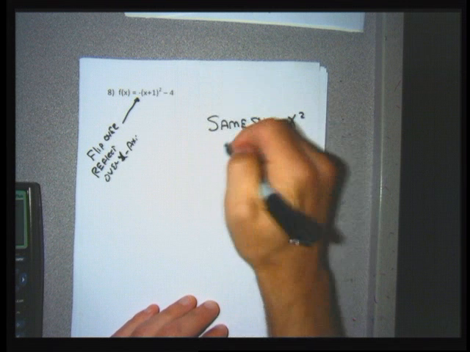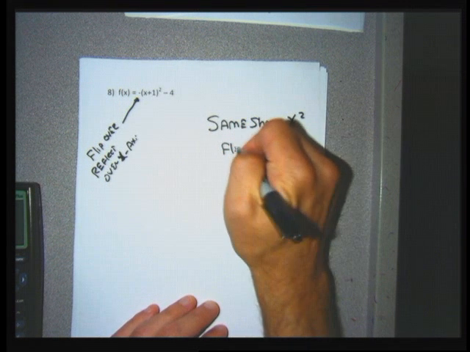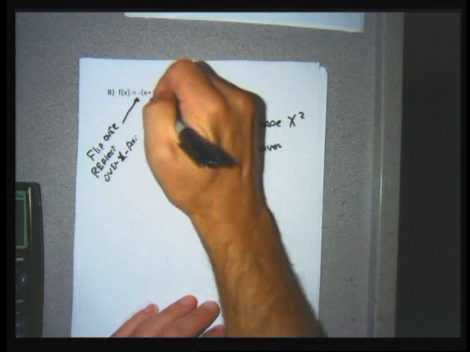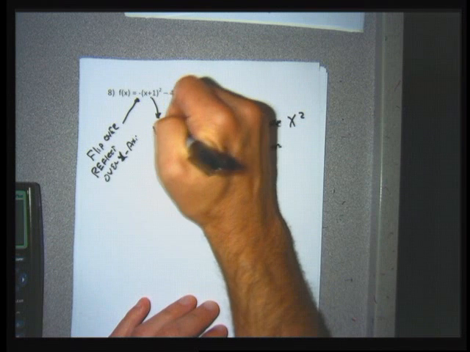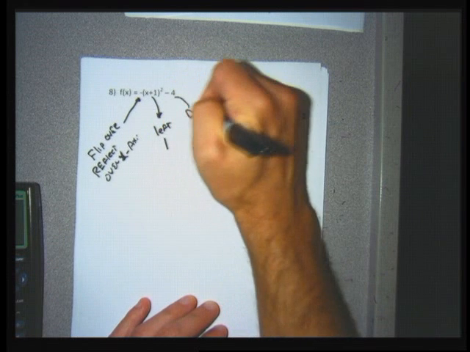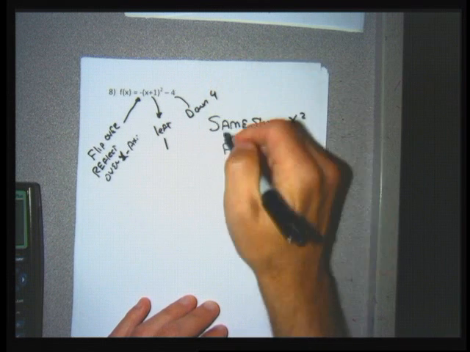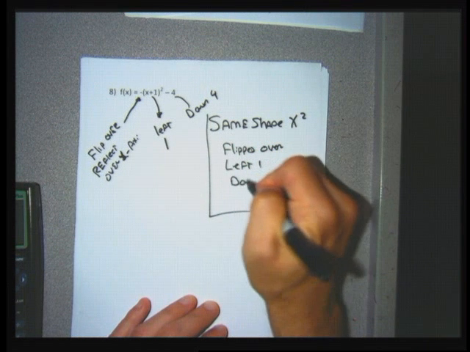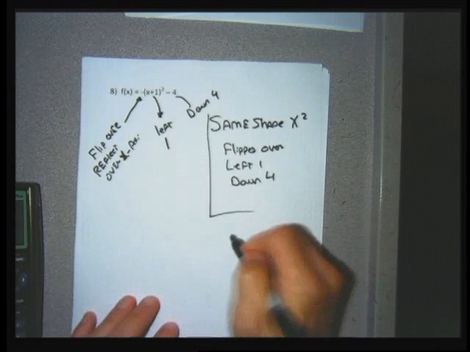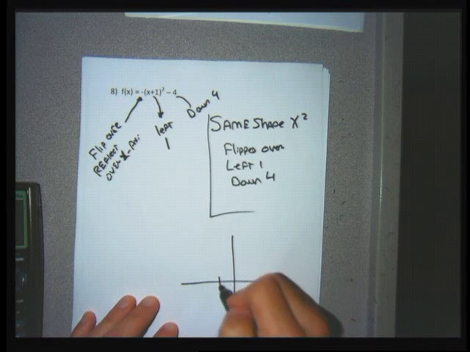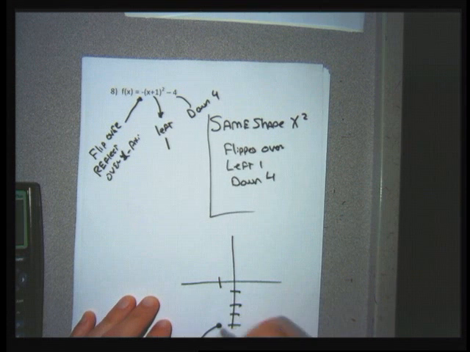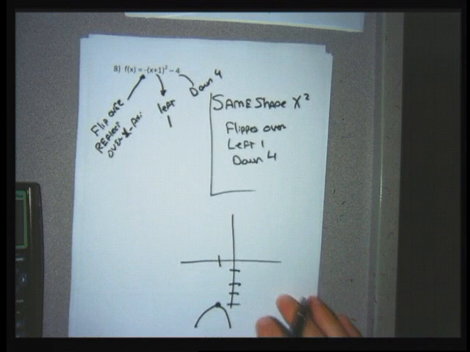So for this, I'll just say it's flipped over. For me, that's what's going to happen to it. It's going to be upside down. And this part in there is going to move it to the left 1, and there, it's going to move it down 4. So it's going to be flipped over, moved to the left 1, and down 4. So I'm going to go left 1, down 1, 2, 3, 4, and have a parabola that's flipped over. That's what the graph should look like because it meets the criteria.